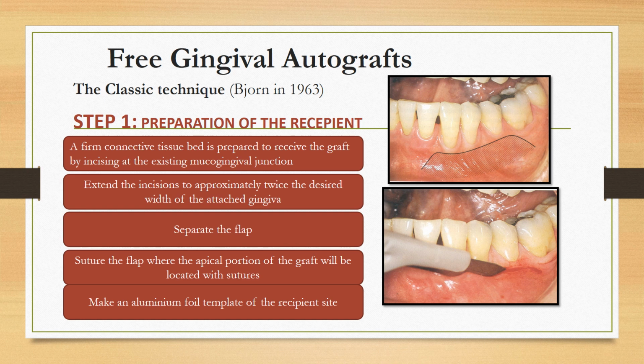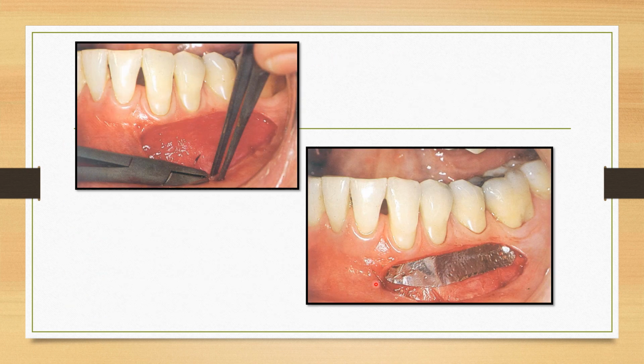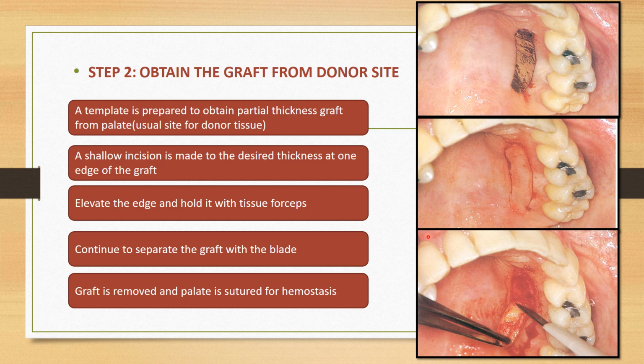In the next procedure, you can see this apical portion will be sutured here, and an aluminum foil is being obtained to get the pattern of the material. You can see this template has been placed in the donor site for obtaining it. For this technique, the flap can be separated by blunt dissection with a periosteal elevator.